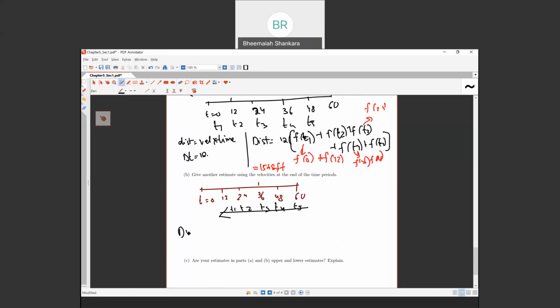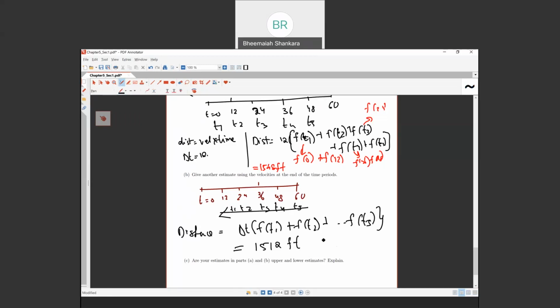So we can use this as the distance equal delta t times f of t1, f of t2, all the way up to f of t5. You know what's your t1, t2 up to t5. So plug in these values, simplify, you see you get 1512 feet.